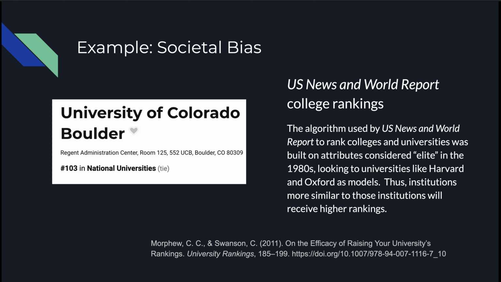So here is a very concrete example of a pre-existing bias. This is a societal bias that has legal cases and maybe some regulations coming down the pipeline. The U.S. News and World Report is the most popular college ranking system in the United States. It has a ton of biases, some that we haven't gotten to yet, but we'll stick to the societal biases. It ranks colleges based on attributes considered elite in the 1980s. Basically, U.S. News decided that 1980s Harvard and Oxford were the models everyone else had to get as close to as possible to get a high ranking.